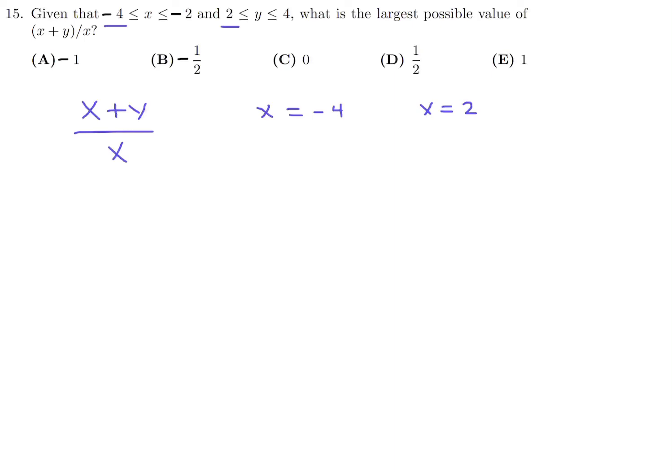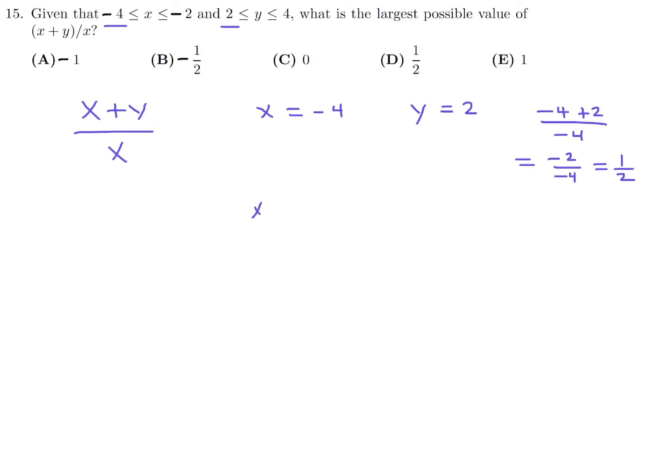So x plus y over x becomes x is minus 4, y is 2 over minus 4. So this is basically minus 2 over minus 4, which is positive a half. For x is minus 4 and y is 2.